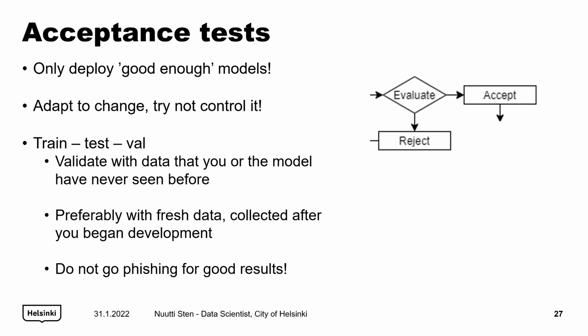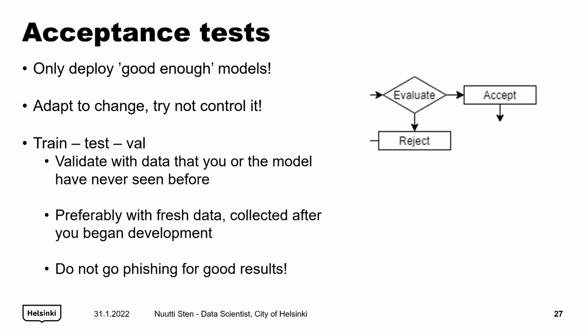Quite often people only split the training and testing data, but then you really need this separate validation data that the model has never seen. And it's best if that data is fresh, being collected just recently. It's the freshest data that you have, because that tells you how well your model will react to these changes that it has not seen in the data.